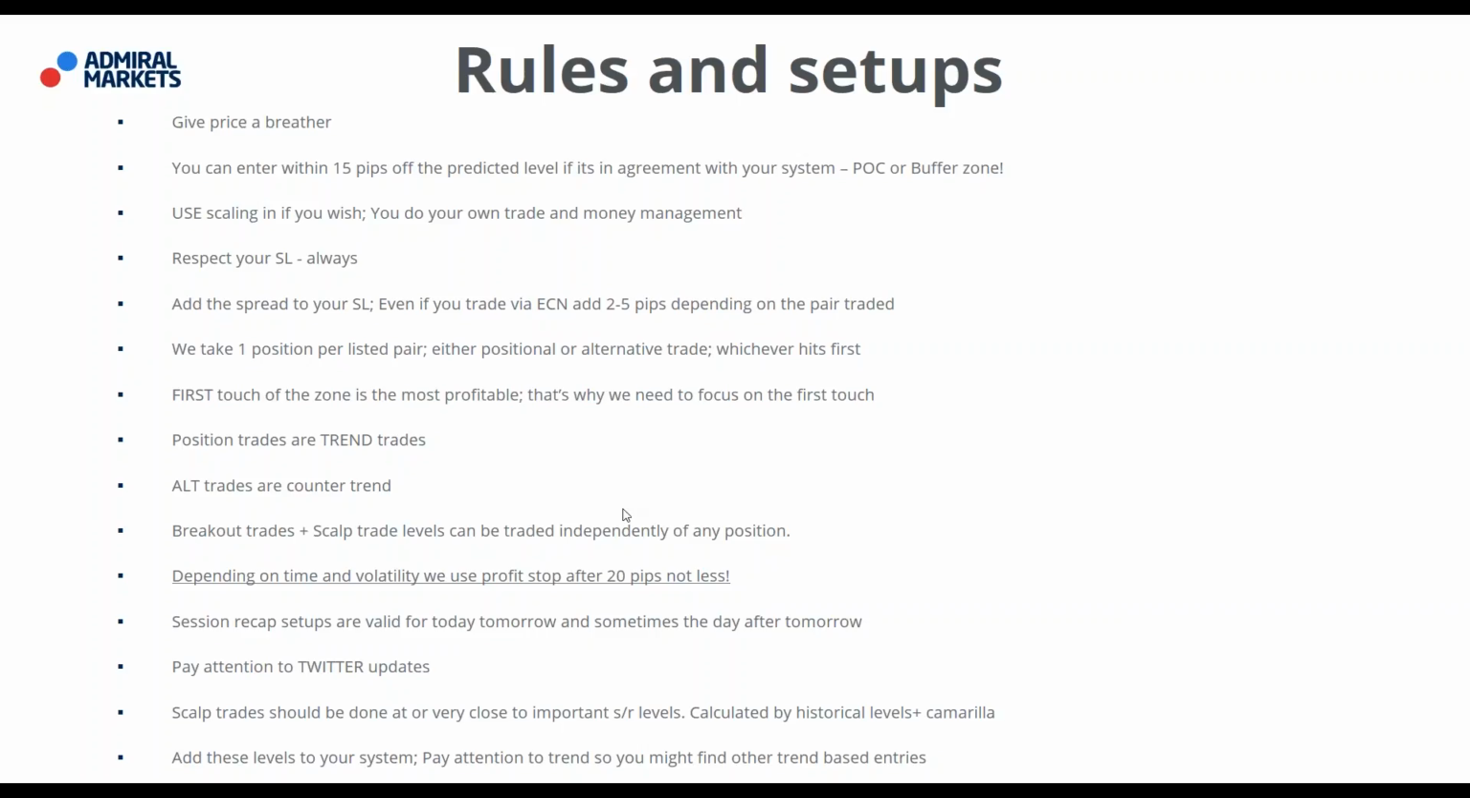We take one position per listed pair, so we either take positional or alternative trade, whichever hits first. First touch of the zone is the most profitable. That's why we need to focus on the first touch. Positional trades are called trend trades, and alternative trades are called counter trend trades. We can do breakout trades and scalp trade levels independently on any position. That's also important to notice. Depending on time and volatility, we use profit stop after 20 pips, not less.